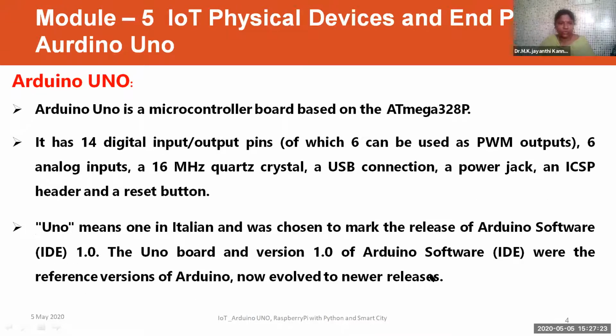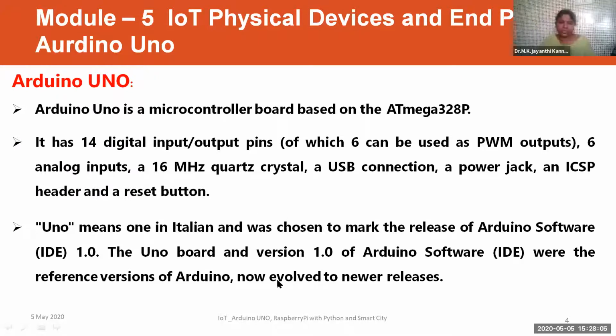Then what is Arduino UNO? Arduino UNO is a microcontroller based board on an ATmega328P. So it is a microcontroller board. It has so many components. It has 14 digital input output pins, of which 6 can be used as PWM outputs, 6 analog inputs, a 16 megahertz quartz crystal, a USB connection, a power jack, an ICSP header, and a reset button. So if you take the Arduino UNO board, it has the following components.